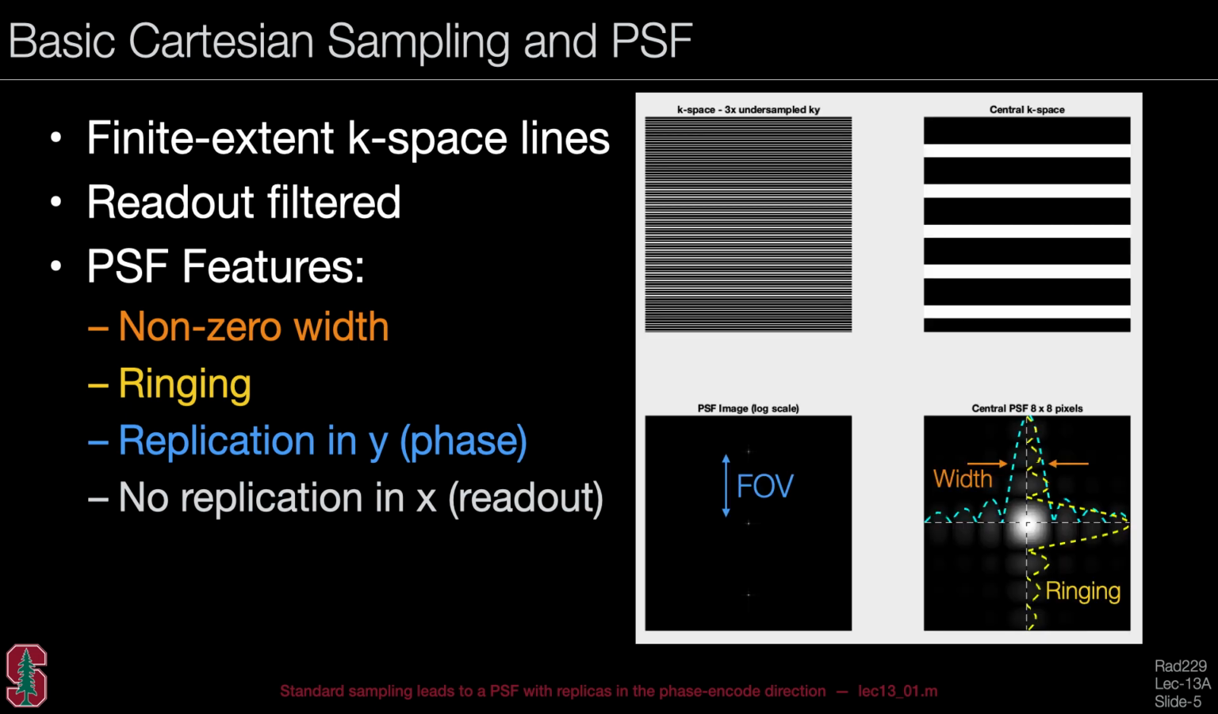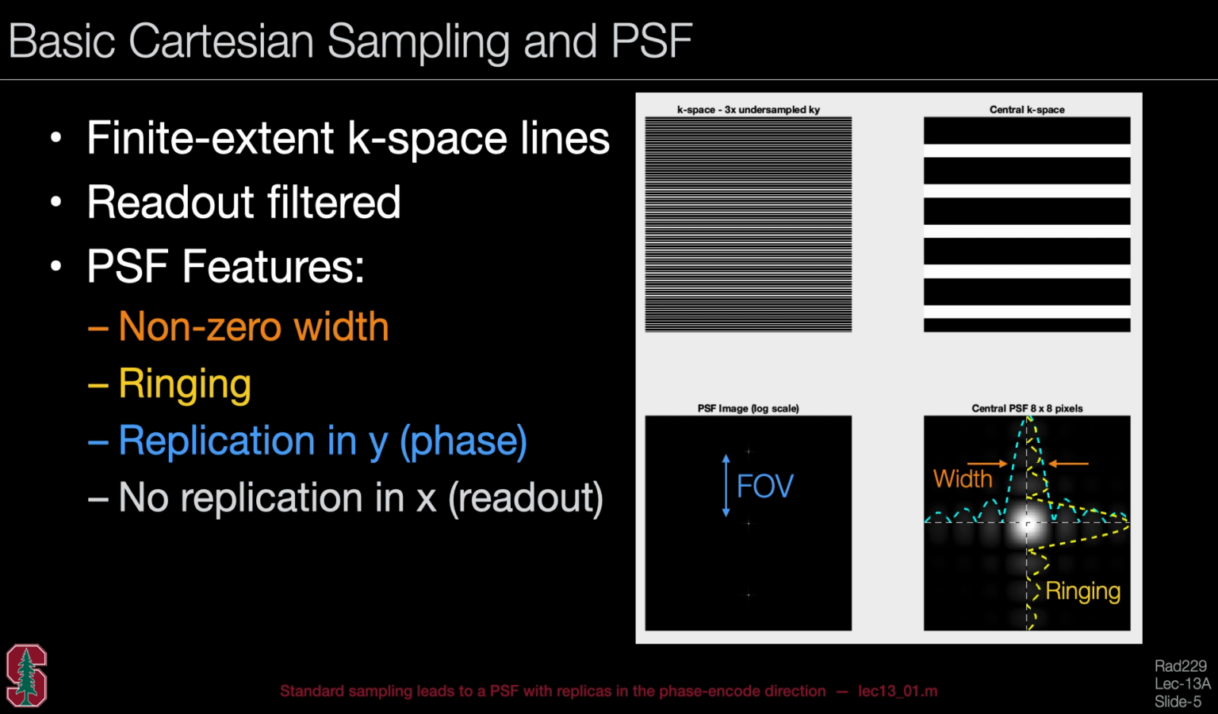So here's a picture. Here we've actually undersampled k-space by threefold. This is so that we can see the replication in the field of view of the point spread function in the phase-encode direction, and these replicas are spaced apart by exactly a field of view over 3, or the field of view of the undersampled acquisition.